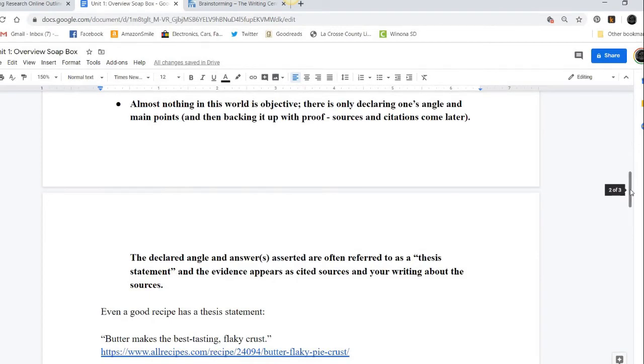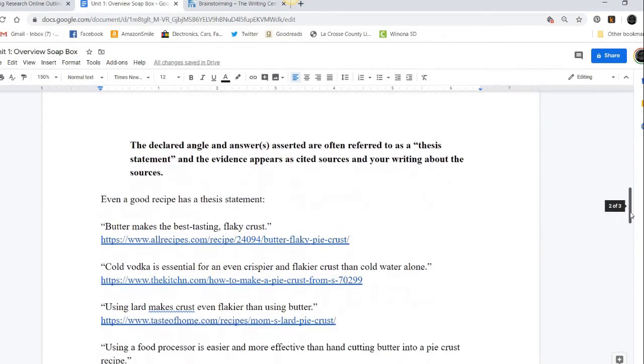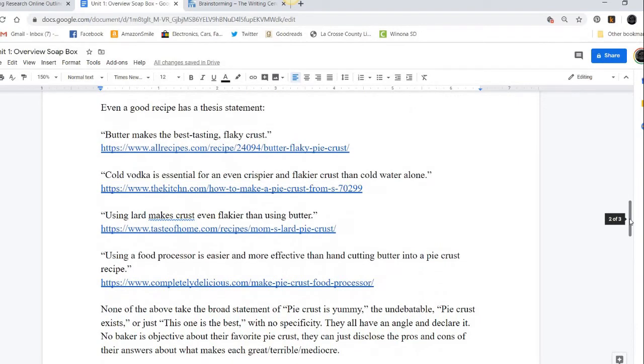So the reason that we end up having thesis statements is, just like with chickens crossing the road, to end up asserting what our particular angle is, what our particular answer is, if everything is relatively subjective. Subjective meaning I have picked this source. I am saying that this is the most important. I am giving you this evidence that my angle is correct.